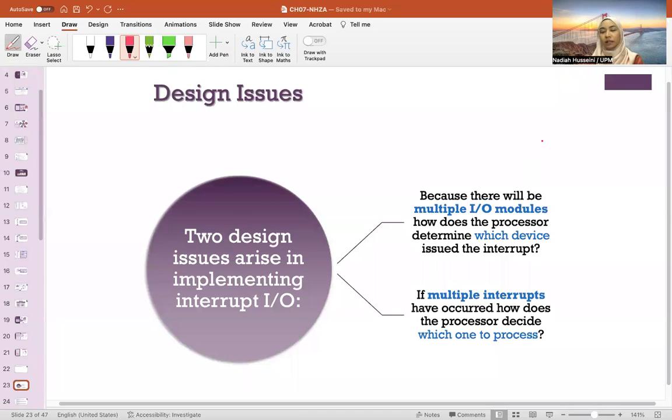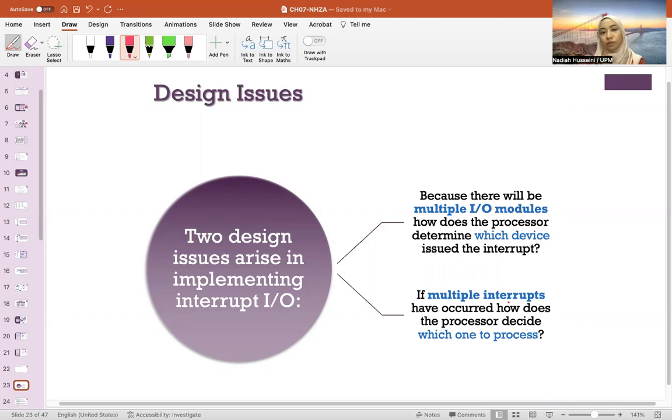So basically you are connected to many peripheral devices, right? You receive an interrupt. How do you know which device issued that interrupt? And then the second design issue is, if multiple interrupts happen at the same time, how does the processor decide which to process? And we have talked about this using the nested interrupt and also the sequential.